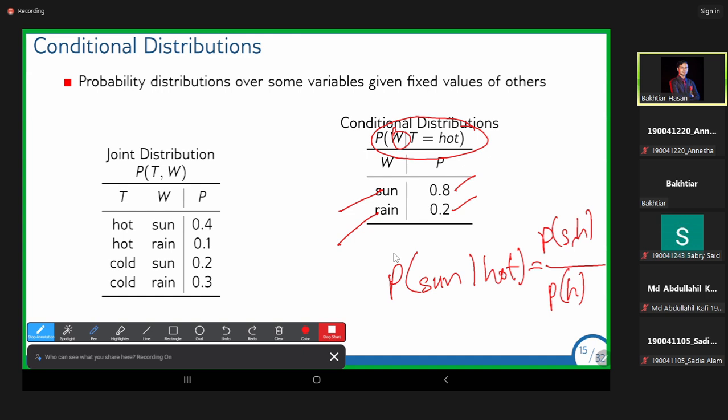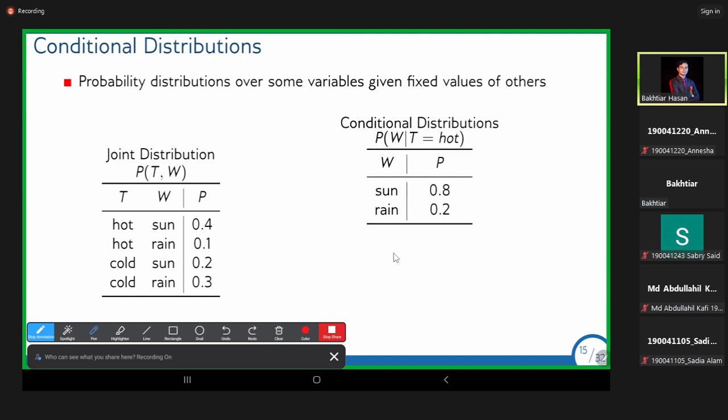Okay. So P of sun and hot can be derived from the table, that is this one. That gives us 0.4 divided by P of hot. It's not directly given, but we have to look at all the entries where the temperature is hot. So that is the first row and the second row. If we sum up the probabilities, we get 0.5, so 0.4 divided by 0.5, which is 4 by 5, or 0.8 as shown in the table. Similarly, we can also calculate for the rain, right? You can do it on your own. So this is called the conditional distribution.